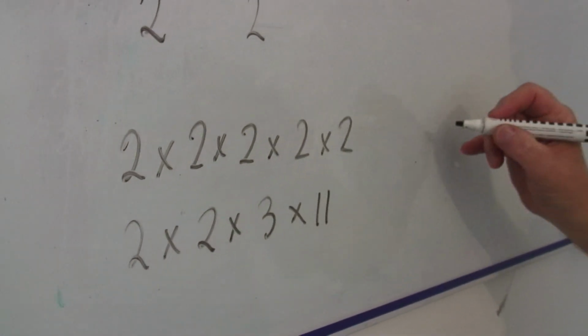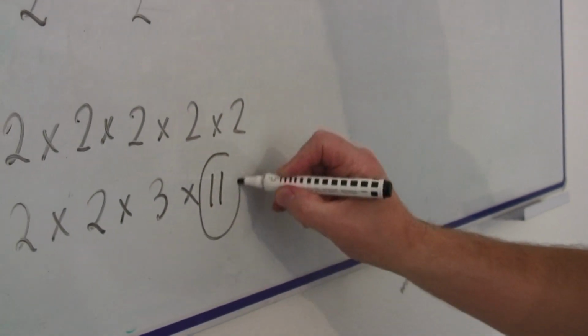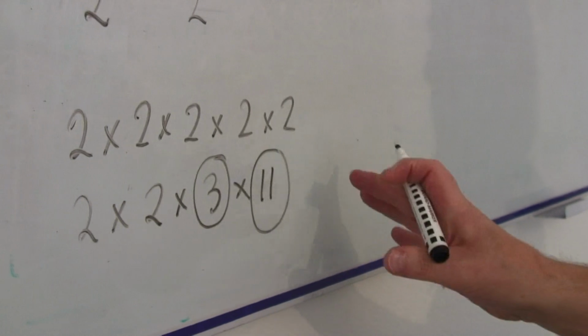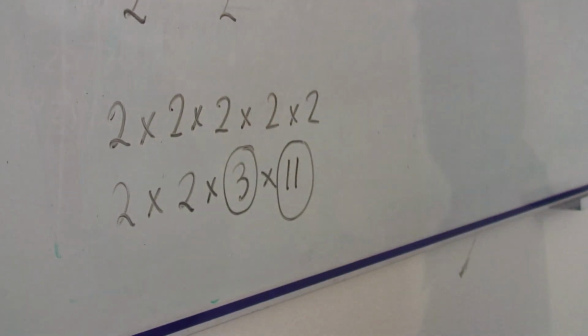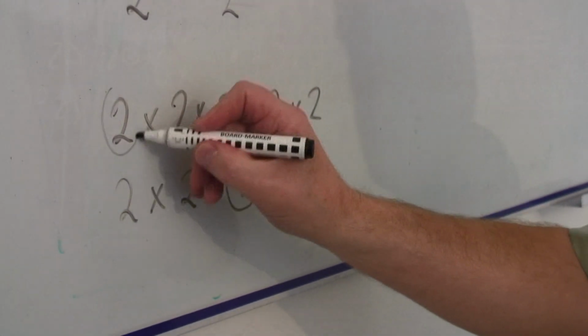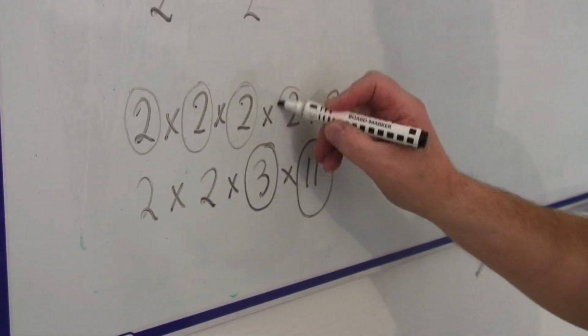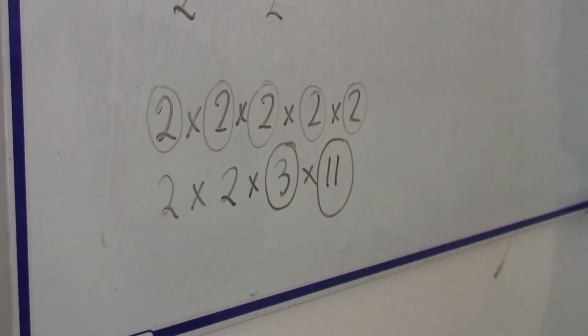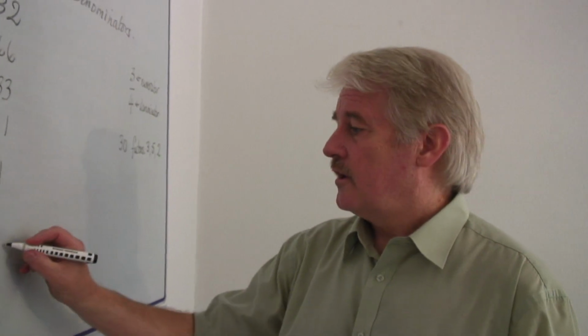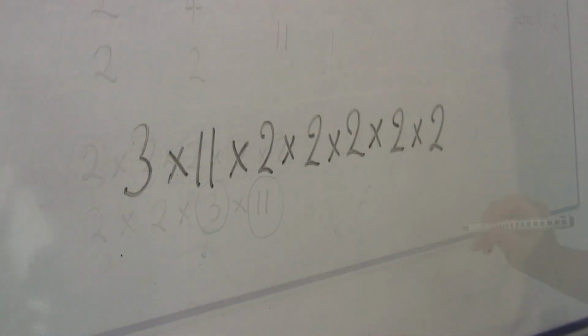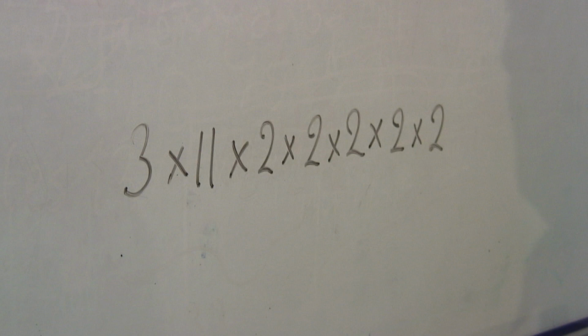So, in fact, my number will be 11 and 3 because they are unique, but I need 1, 2, 3, 4, 5 2's as well. So, in fact, times 2 times 2 times 2 times 2 times 2. So this is quite a complicated example of finding a common denominator. But if you follow the same rule, I know that the common denominator is 3 times 11 times 2 times 2 times 2 times 2 times 2.